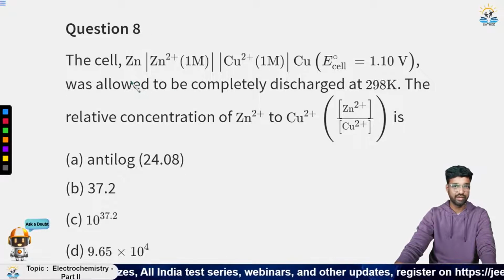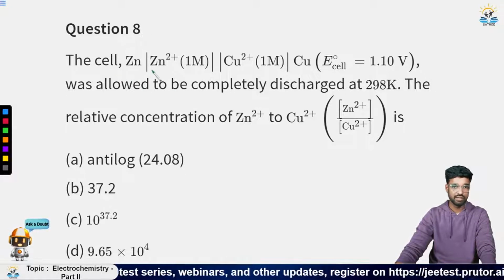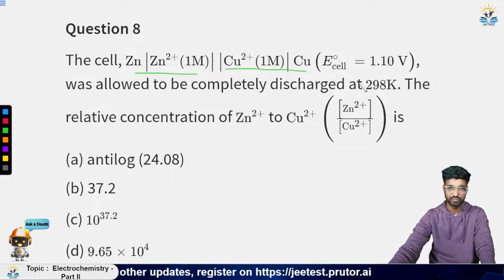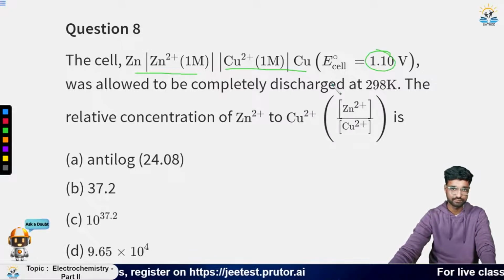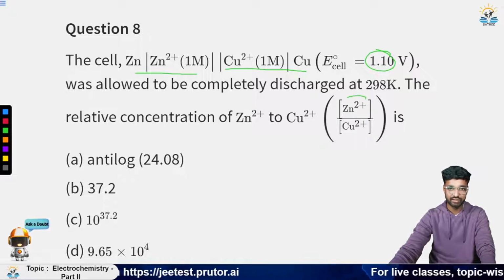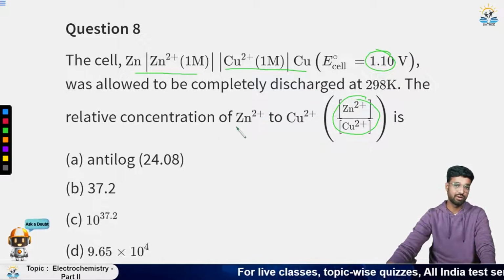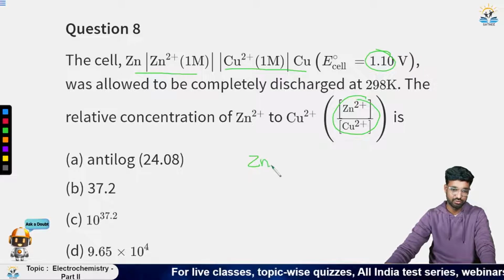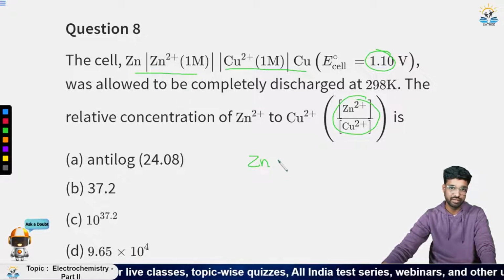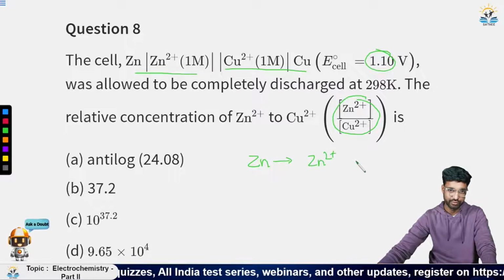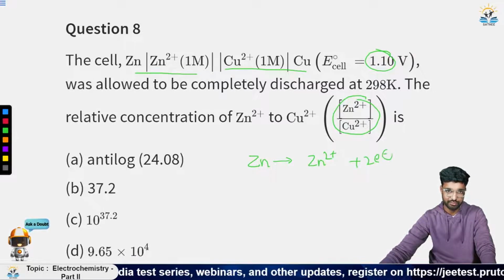Now the next question we have is that the cell is given, that is Zn, Zn2+ to Cu2+, Cu. The E naught cell value is given, and we have to find this ratio, that is Zn2+ by Cu2+. So similarly you will write all the equations. First of all you must write the equation that is involved, so that you can get the number of electrons and all of those values. So a similar equation will be formed here also.